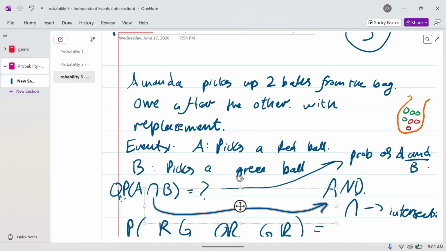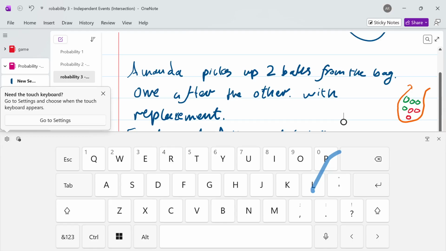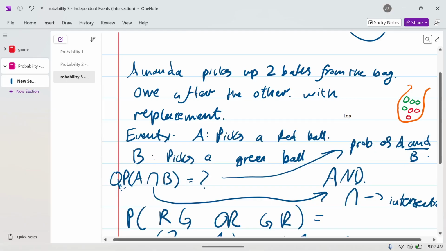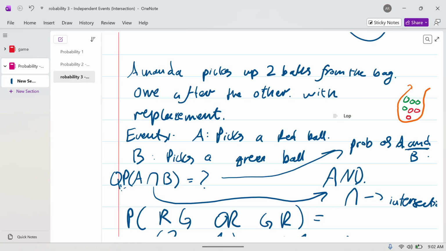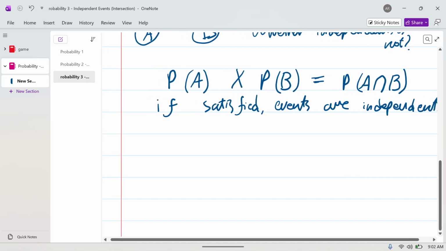Let's just do this. Event A is she picks up a red ball, right? We know she's picking. I didn't even write this. Dude, ignore that. That was a mistake. No, look. We are getting serious around here now.